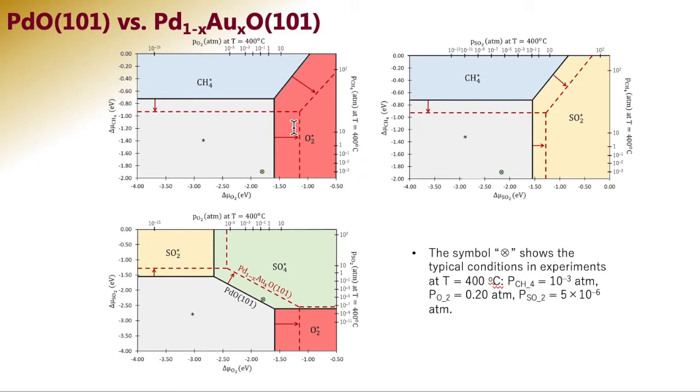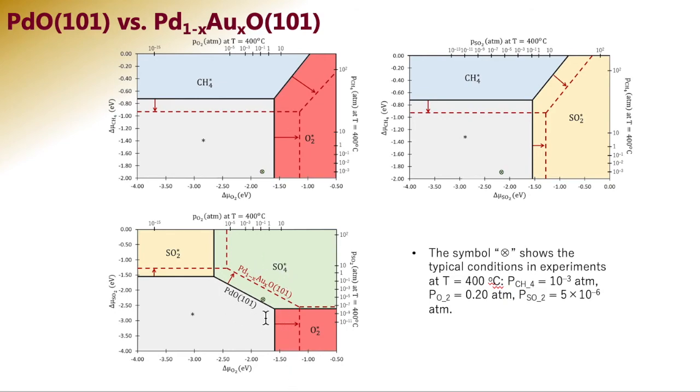An oxygen-decorated surface is also easier to form on palladium oxide than on palladium gold oxide surface. However, an O2 partial pressure much greater than 1 atmosphere is required to achieve this surface state for pure palladium oxide. The third figure here shows that at typical experimental conditions, an SO4 decorated surface is the most stable surface state for pure palladium oxide, as I have previously discussed.